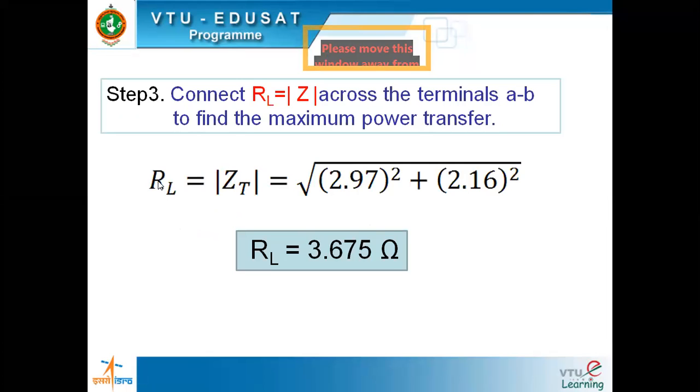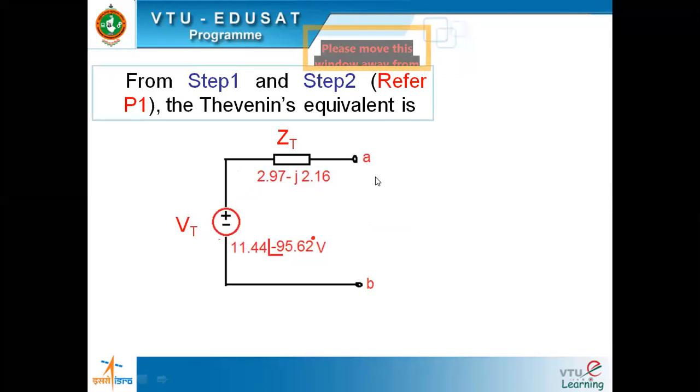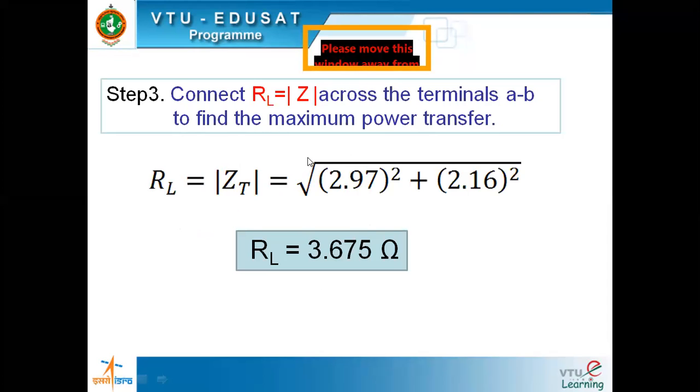Next, we have to find out RL. What is RL? RL is ZT conjugate. No, it's not ZT conjugate, very sorry. It's the magnitude of ZT. How to find the magnitude of ZT? It is the square root of A square plus B square. See, ZT is here, square root of this square plus this square. So you would get this. Understand that? This is the RL that you need to connect.